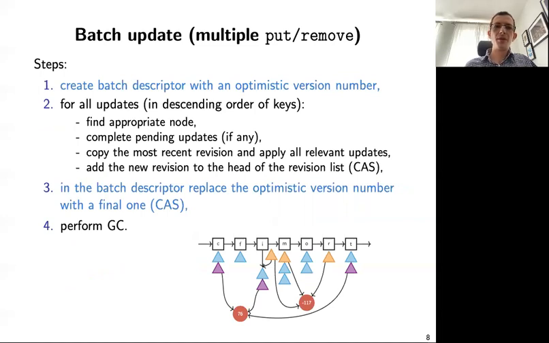The optimistic version number is written to the batch descriptor before the first revision of the batch is added to the index. We replace the optimistic version number with the final one using a compare and swap only after all put and remove operations from the batch are applied to the index. Note that the batch descriptor also stores information about all put and remove operations to be performed with the batch. This allows other threads to complete the batch update and so to guarantee lock freedom.